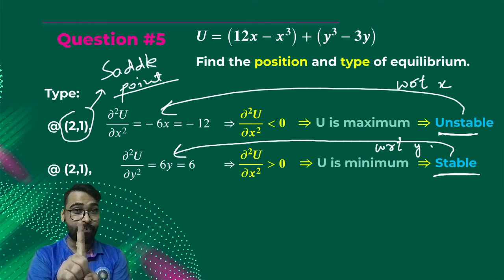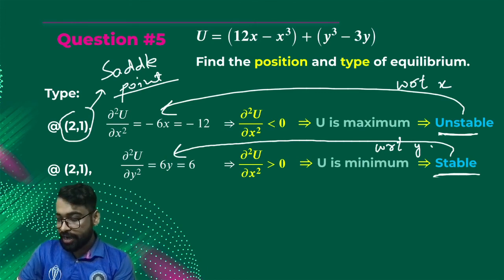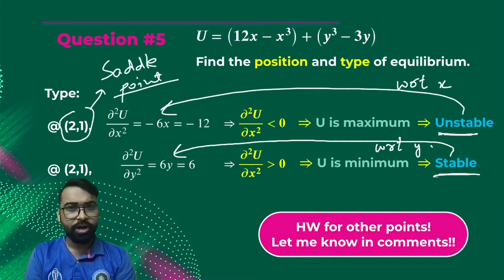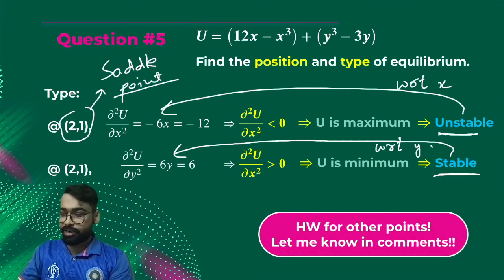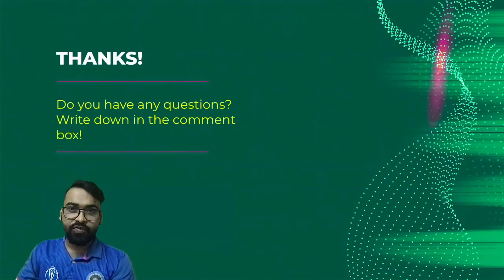Now one more thing, the final thing I would like to say is that this was only with respect to one point, that is 2, 1. There are 3 more points, and I would like you to cover all those points. Let me know whatever you get as your answer in the comments, which point gives which type of equilibrium with respect to which variable, and I will make sure that you get to know exactly what the answer should be.